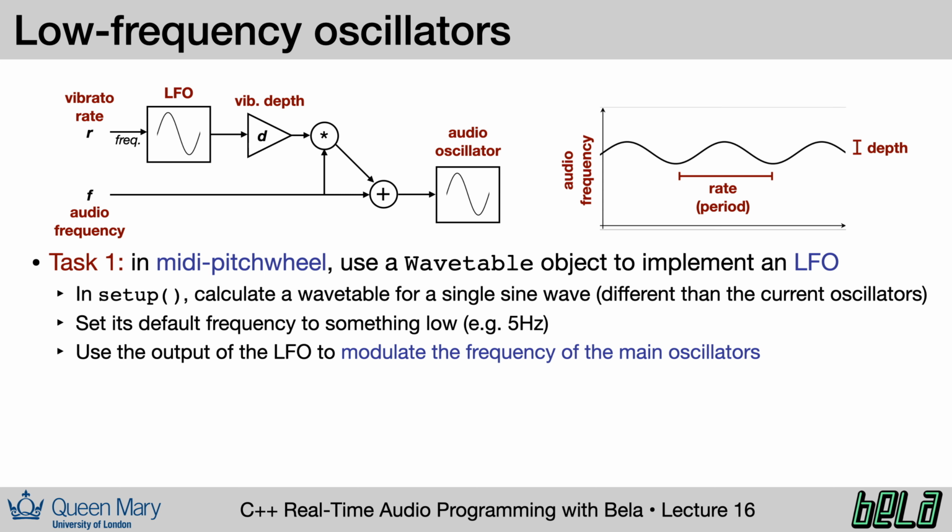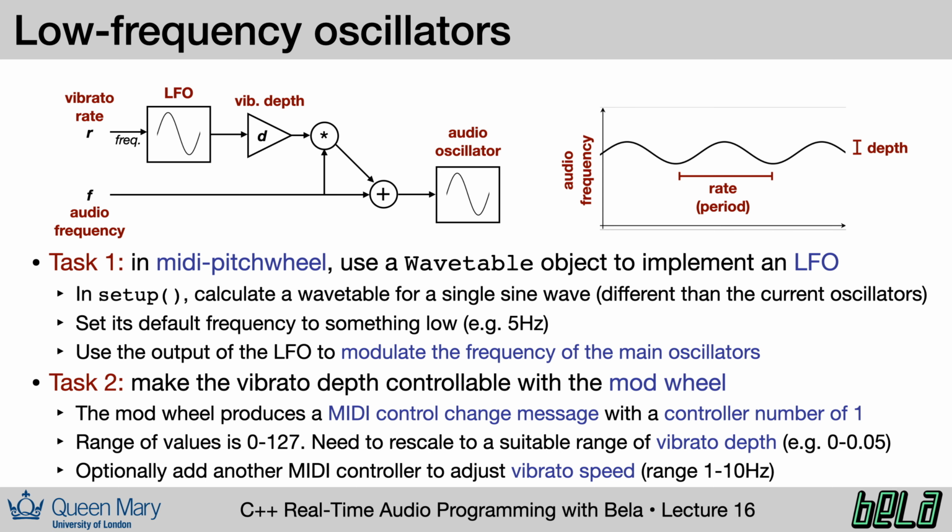Once you've set up the oscillator, then you can set its default frequency to something relatively low, let's say 5 hertz, and use the output of the vibrato LFO to modulate the frequency of the audio oscillators according to the diagram that we have here at the top of the screen. You can just start with some default values for vibrato frequency and vibrato depth, but once you've got that working, then make the vibrato depth controllable using the mod wheel.